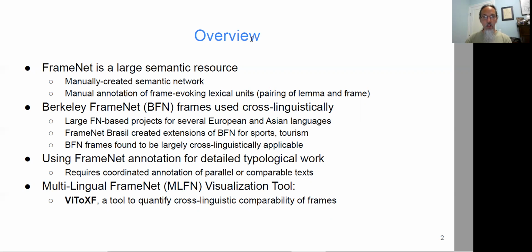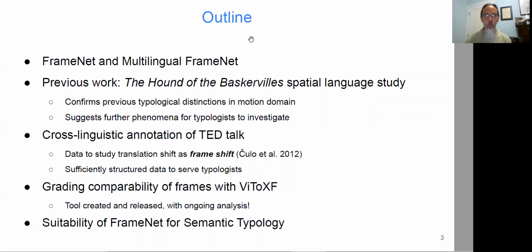Using FrameNet annotation for detailed typological work should be possible, and we're going to show some examples of that. And then there should be the underlying question of how comparable these frames are. That is a question that typologists want to know, and we try to address it with a tool, ViToXF, that tries to quantify the comparability of frames.